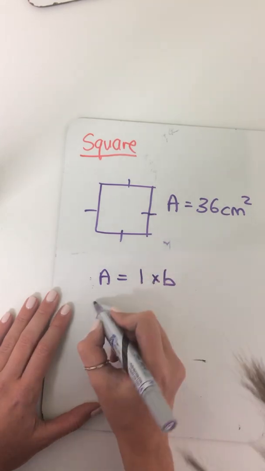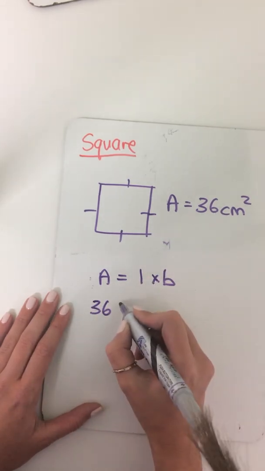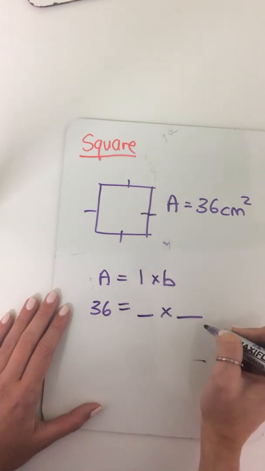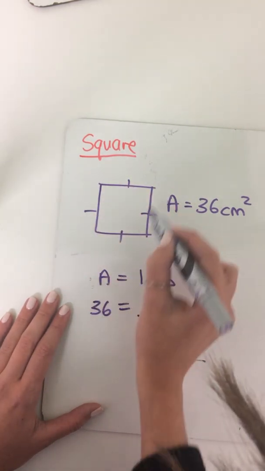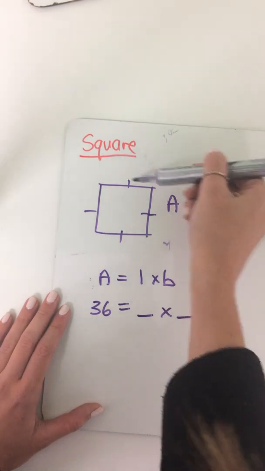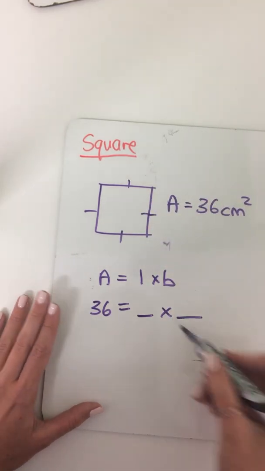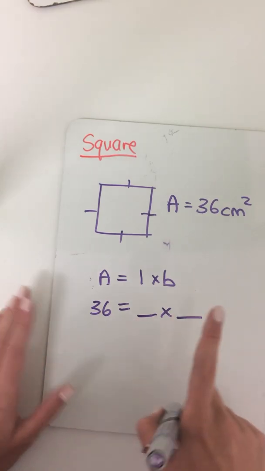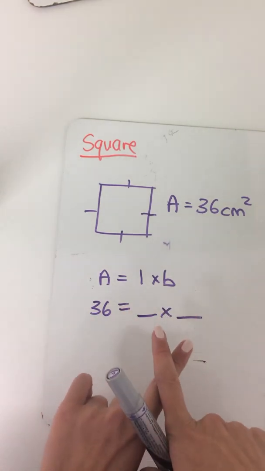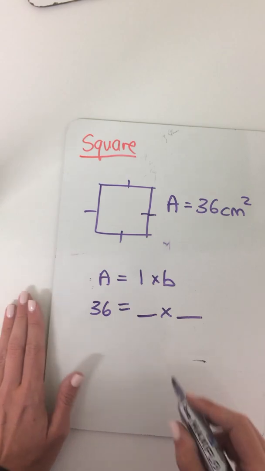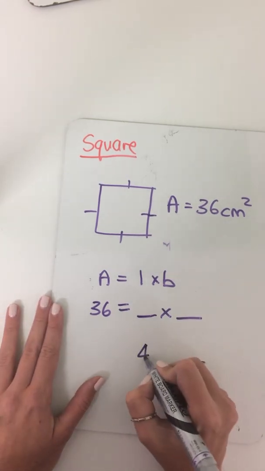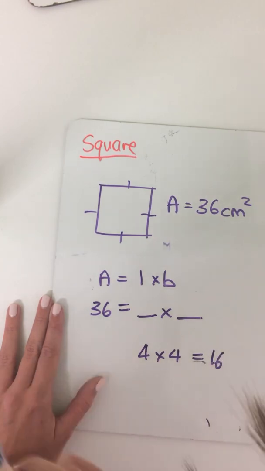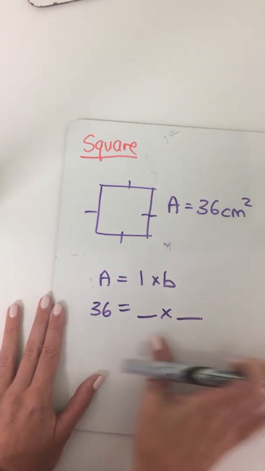My area I already have, it's 36 centimeters squared. And my length and my breadth I don't have yet, but I know that they are going to be the same, because in a square all the sides are equal. So I have to ask myself, what number can I multiply by itself to get to 36? So for example, let's try 4 times 4. 4 times 4 is equal to 16. That doesn't give me 36, so that can't be right.